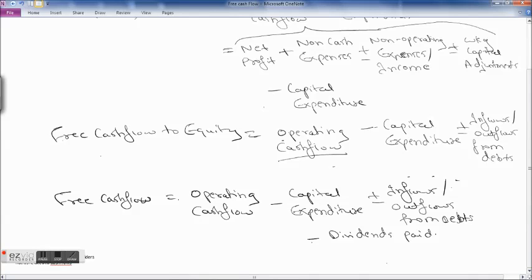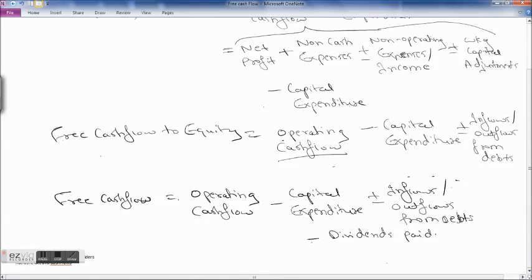What happens is at every general meeting or AGM, the proposed dividend is kept in front of shareholders. They have to approve it, and accordingly the dividends are paid. So dividends are also considered as one of the important cash outflows. So this is one more approach of calculating free cash flow: operating cash flow minus capital expenditure plus or minus inflows or outflows from debts minus dividend paid. This is how we calculate a free cash flow.